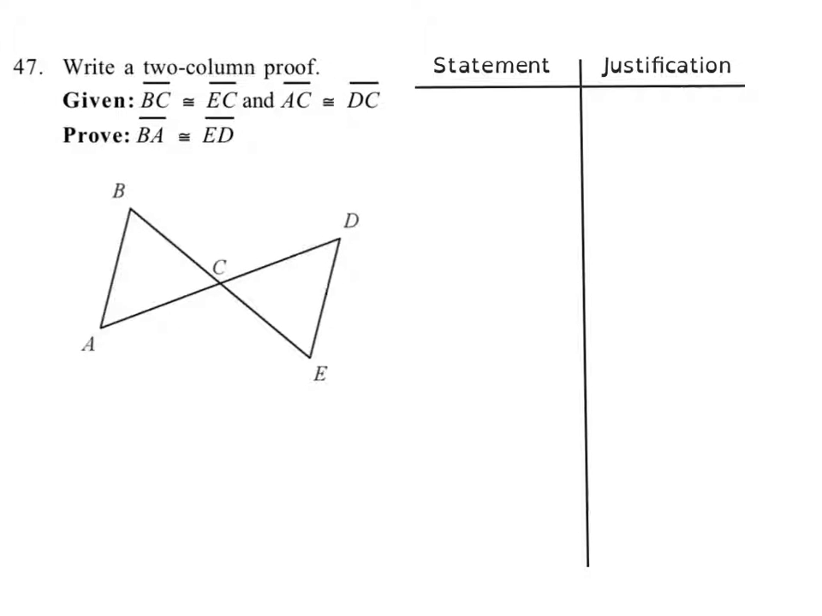Okay, so this is asking us to write a two-column proof for this, and given certain information, we're going to prove that BA is congruent to ED. How are we going to do that? We could write down what's given to us, but if we mark it on the diagram, it's going to pop right out at you. And so let's do that first.